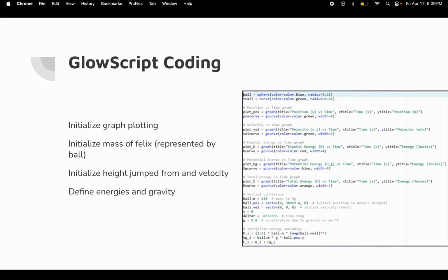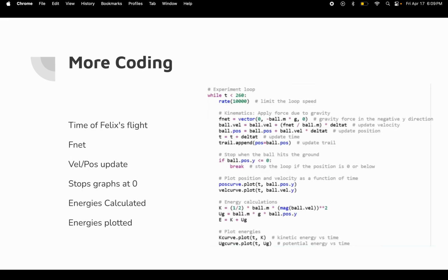To simulate this, I used GlowScript. I initialized the ball, which represented Felix, with a mass of 118 kilograms and a starting height of 38,969.4 meters. I also set up the energy variables for kinetic, potential, and total energy to be plotted in real time. The simulation runs a loop for the 260 seconds of Felix's freefall, and in each step it calculates the net force from gravity, then it updates the position and velocity, and then it stops the simulation the moment the ball hits the ground.